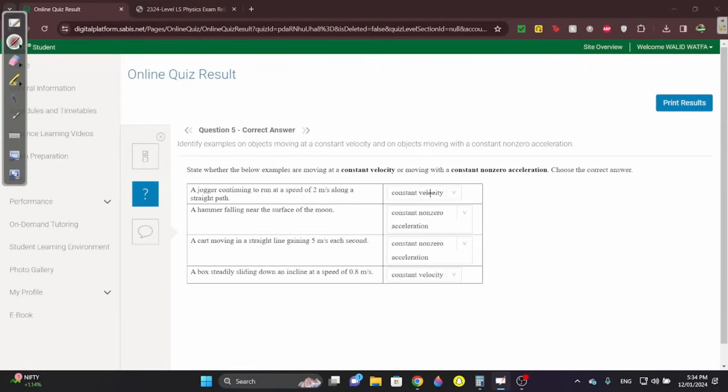Okay, constant velocity or constant non-zero acceleration. A jogger continuing to run at a speed of 2 meters per second: he's not changing his velocity, so it's constant. A hammer falling near the surface of the moon: obviously, if the hammer is falling, it's going to be accelerating as it falls. It's non-zero acceleration. The cart moving in a straight line, gaining 5 each second, so it's accelerating. A box steadily sliding down an inclined plane: if they mention the speed, then it's a constant velocity.